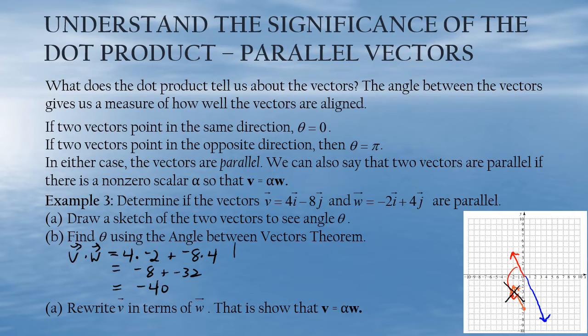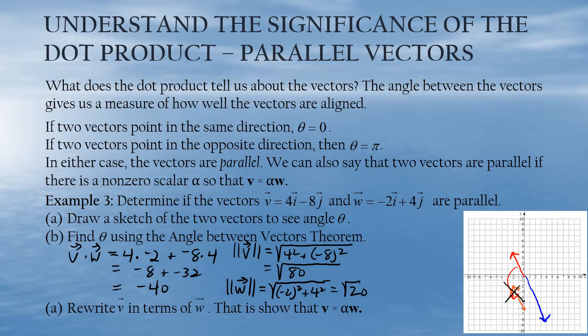And then we need to find the magnitude of each one of the pieces. So the magnitude of vector v is the square root of 4 squared plus -8 squared, 16 plus 64, which is 80. And the magnitude of vector w is going to be the square root of -2 squared plus 4 squared, which is, I think, 20.